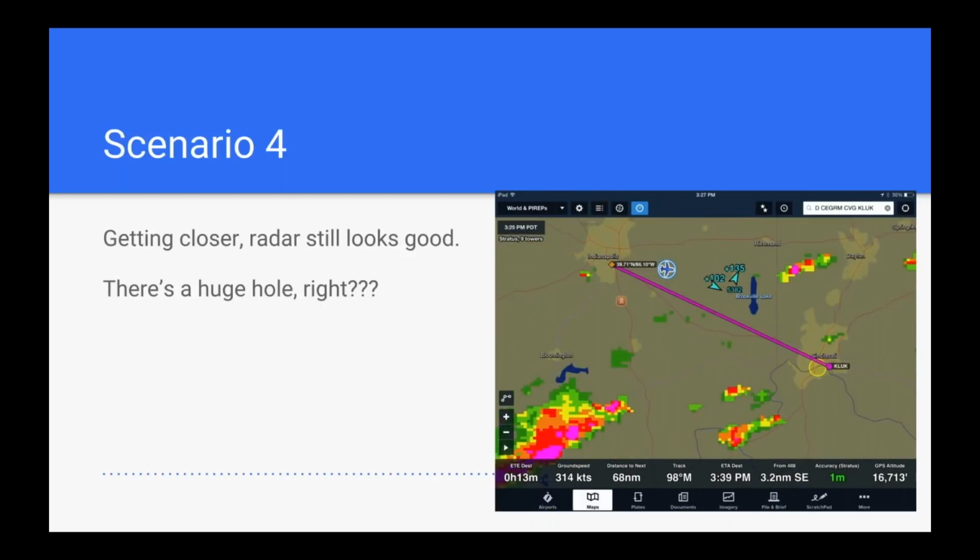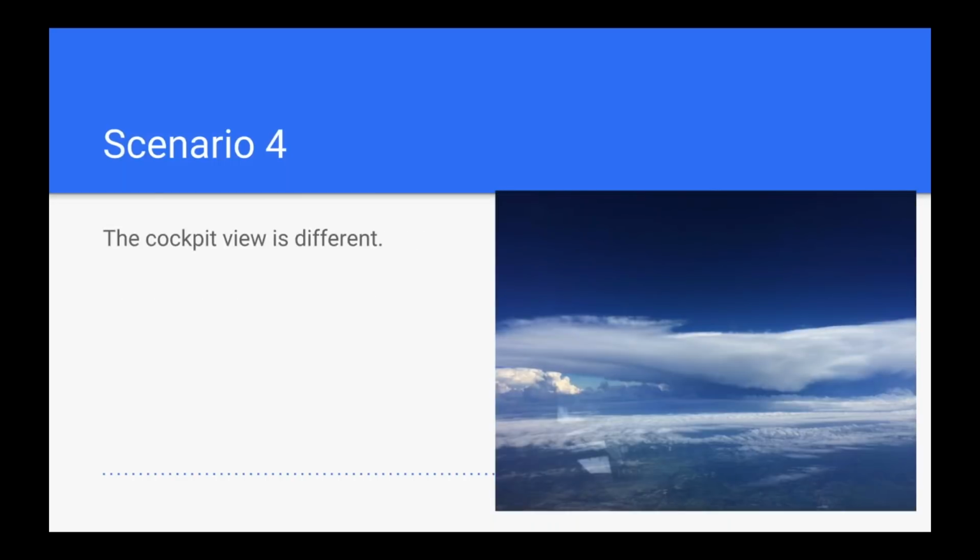We're getting closer here, almost home, and look at that radar. It's just like Moses parting the waters here. I mean, here we are. We've got this great gap. Looks good, right? What's wrong? That was what the gap looked like out the front windshield.